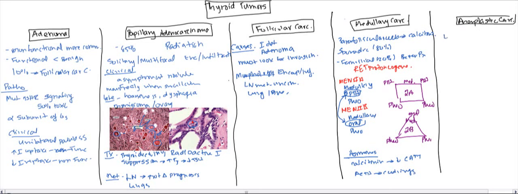Now, out of all of these, the worst one to get is anaplastic carcinoma. This is generally found in elderly women, and risk factors here are going to be multinodular goiters and even follicular carcinoma. And unfortunately, this is 100% fatal, and that's usually due to tracheal compression.